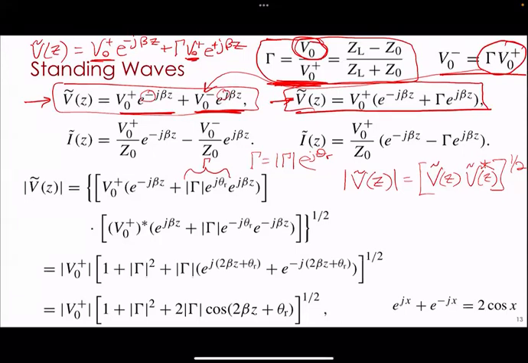So we have to take the complex conjugate of that because it could have some phase angle. Note here, all we've done is flip the sign: minus goes to plus, plus goes to minus, plus goes to minus. Okay.